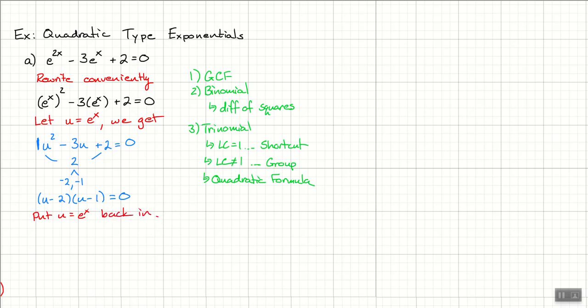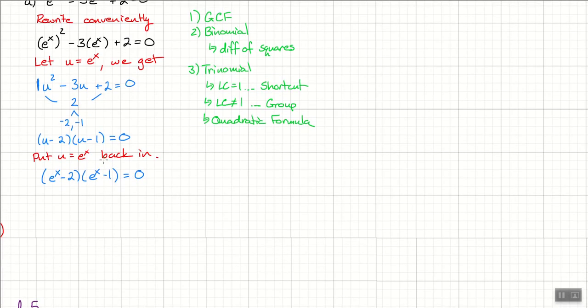Now, when we do this, it means that we now have an expression that reads e to the x minus 2 times e to the x minus 1, and that's all equal to 0. And we're just using this substitution. In solving this, remember, two factors, and let's check it out. My first factor, if e to the x minus 2 is equal to 0, what this would become would be e to the x equals a positive 2 when we add it to both sides.